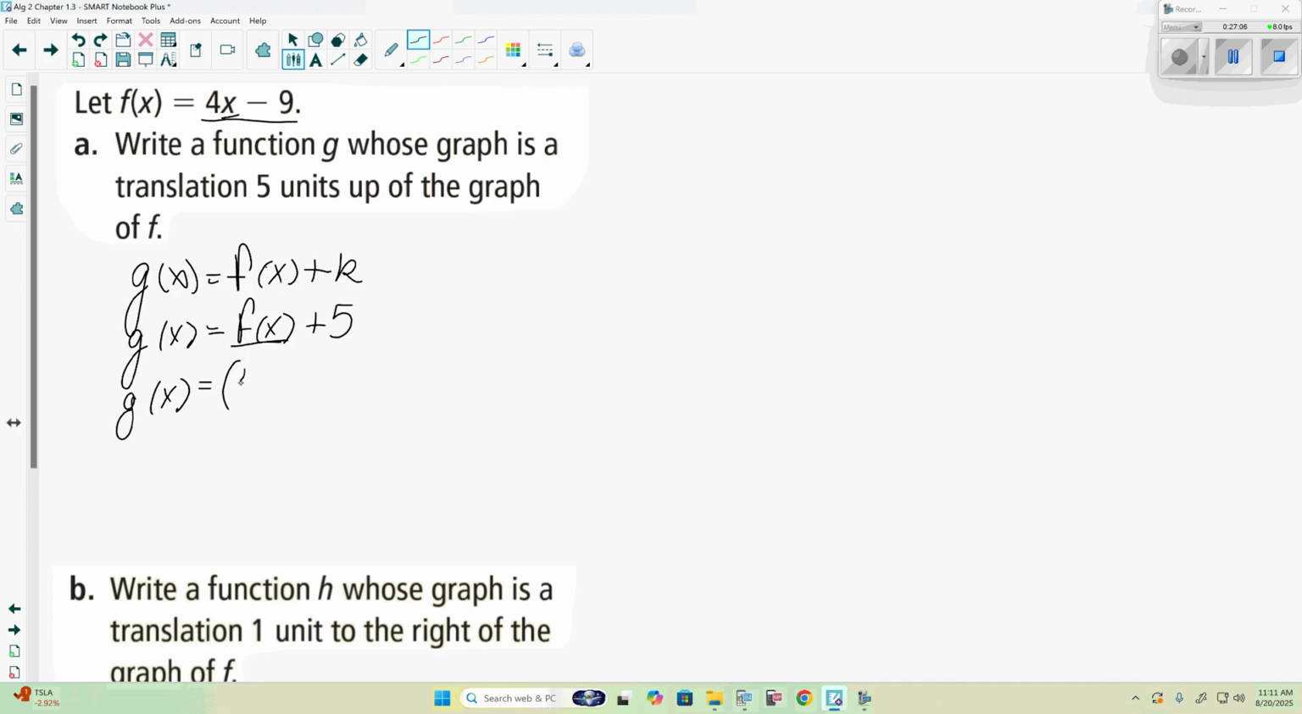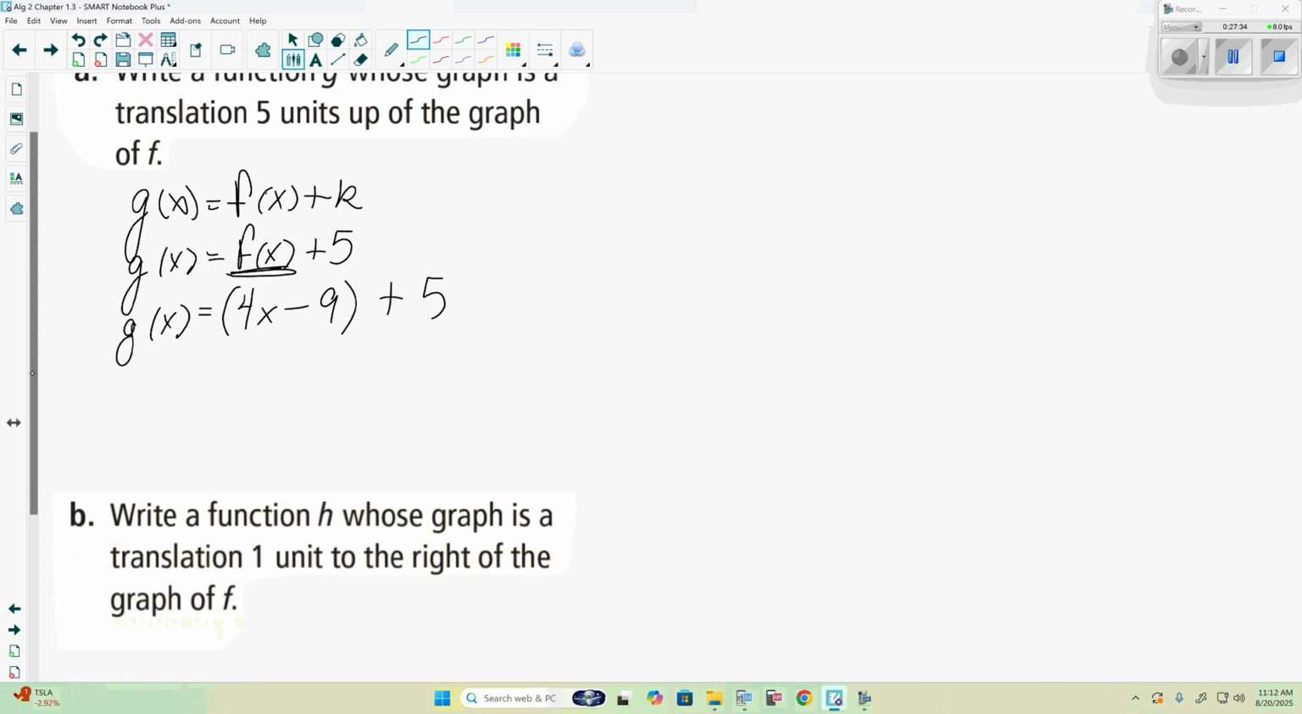So here we have our 4, and I replaced x with x, which just gives us 4x. We really didn't change anything. We just replaced x with itself. Minus 9 plus 5. So what we did is we replaced f of x with what it's equal to. We didn't change anything because it's still just f of x. So we get back what we started, 4x minus 9. Then we have our plus 5 for that transformation.